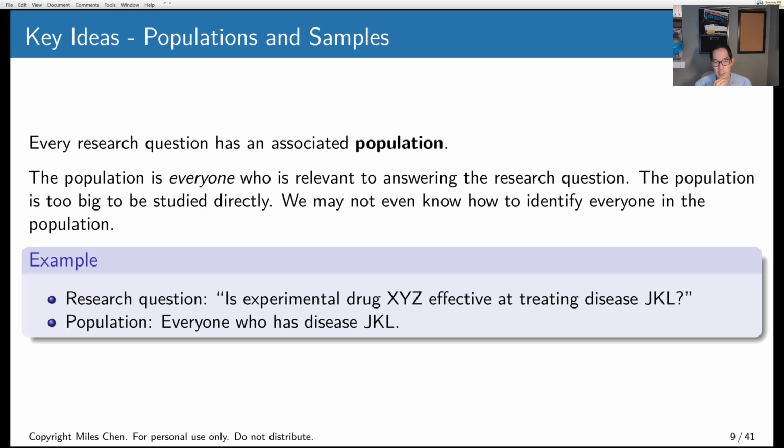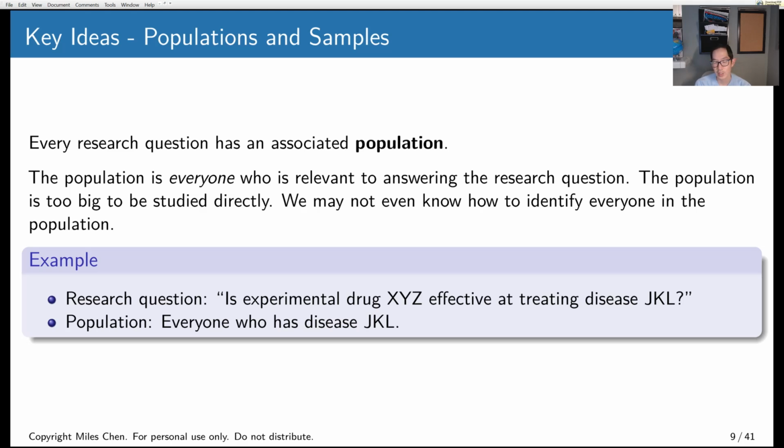A key idea is that we are trying to make inferences about populations, but we have to deal with samples. Every research question that's out there has an associated population. The population is everyone who is relevant to answering the research question. That population is going to be too big to be studied directly, and we might not even know how to identify everyone in the population.